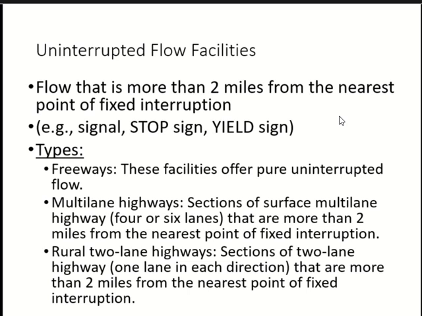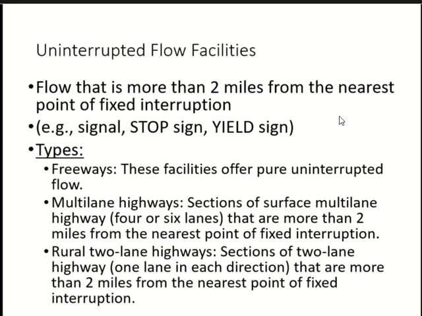What is an interruption? Interruption means an intersection. This road has intersection, right? That's why we call it interrupt. So uninterrupted means no intersections. Then there can be different types of uninterrupted flow roads. One of them is called a freeway. So freeway is that one which we already know, no interruptions.